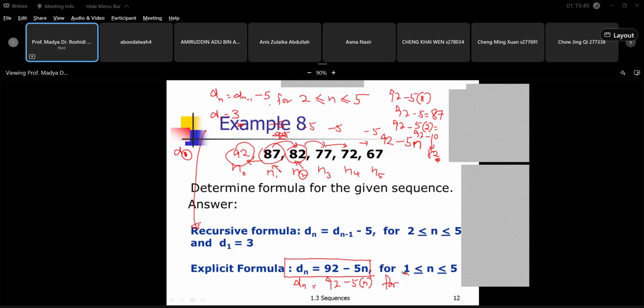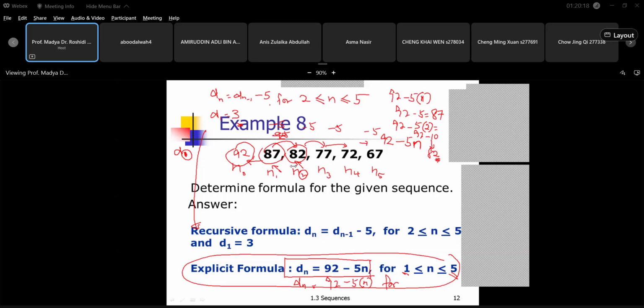For 1, the explicit formula normally utilizes only one variable, so 1 ≤ n ≤ 5. Why 5? Because five numbers are involved in this equation. That's the explicit formula for this sequence, and that also can produce an explicit formula for this sequence.